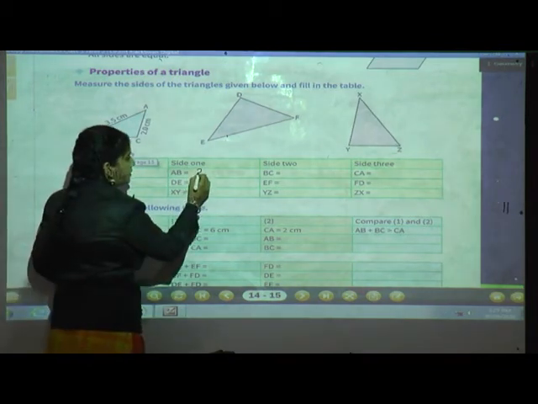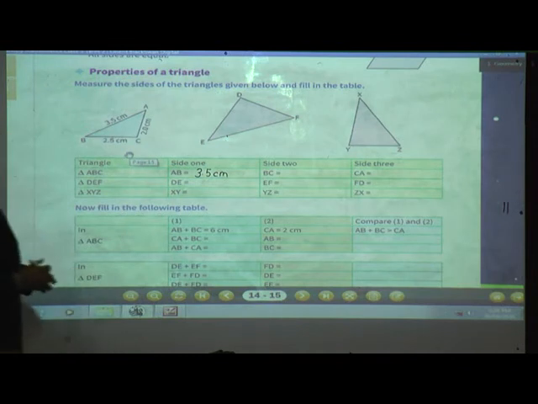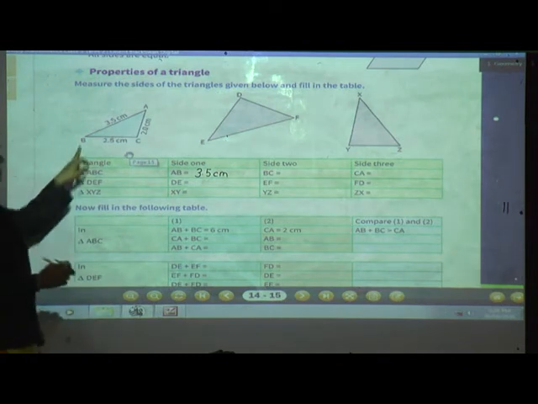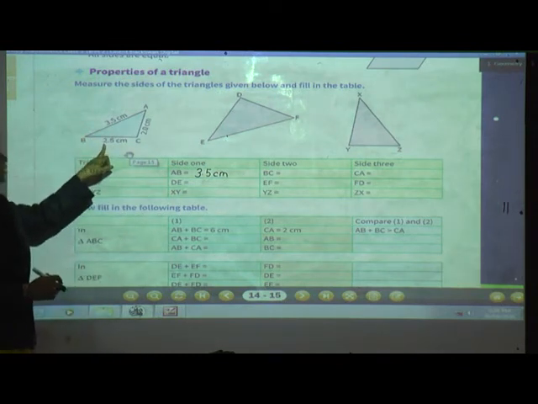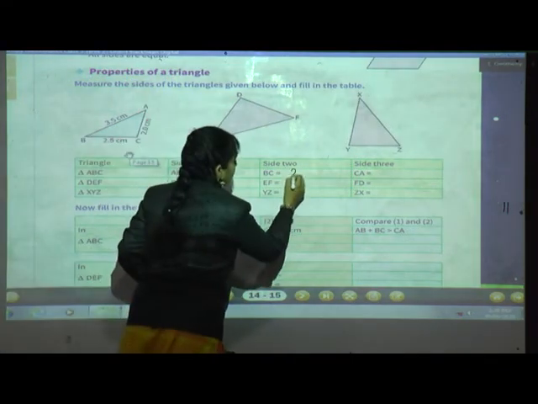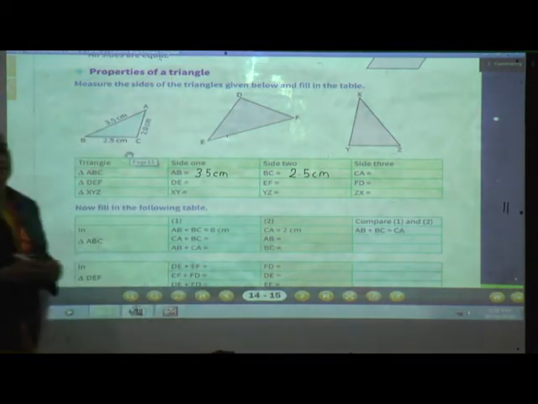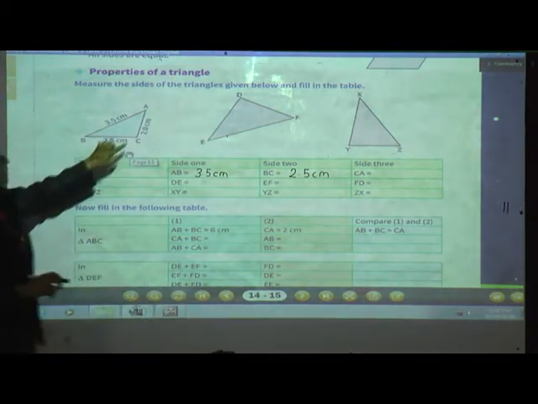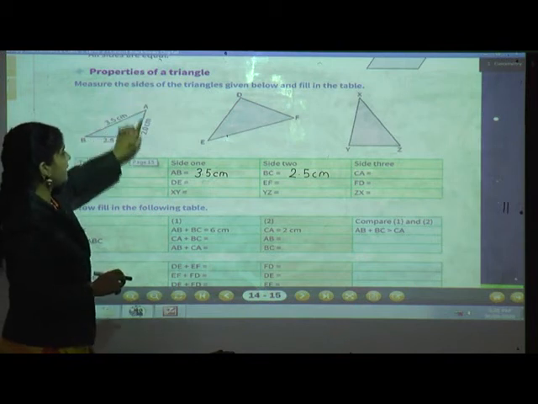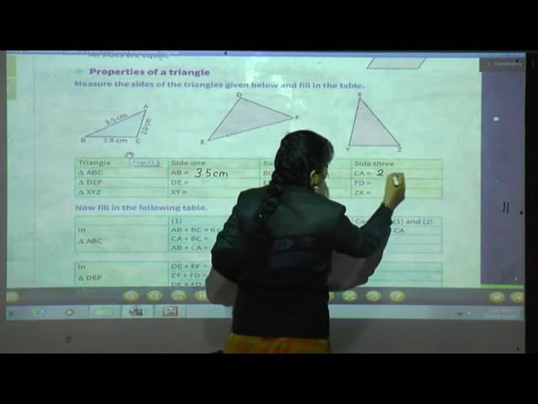3.5 centimeter. Now second side, BC. So what is the measurement of BC? 2.5 centimeter. Now side 3, CA. The measurement of side CA is 2 centimeter.